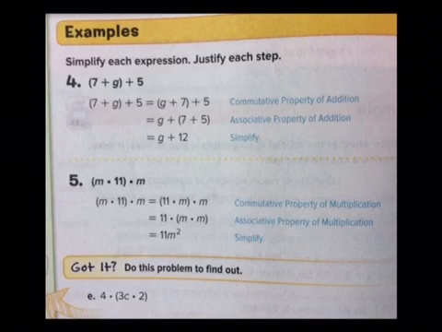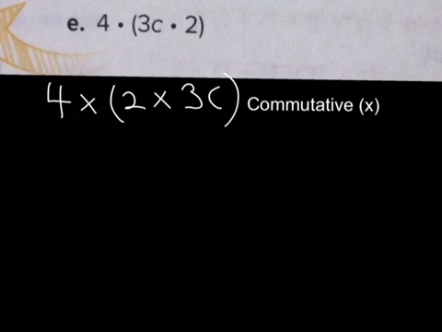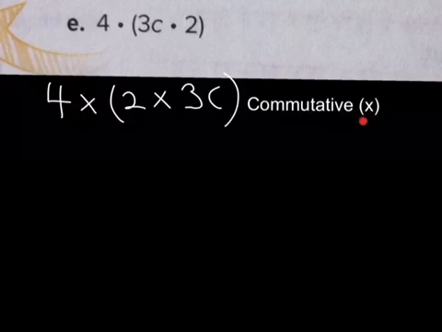Take a look at how in example 4 and example 5, they use multiple steps, and the steps are identified: commutative property of addition, associative property of addition, and then it's simplified to solve these algebraic expressions. Let's try E together, okay? But please make note of the properties being used. Well, I have 4 times 3c times 2. I can flip these two around and do 2 times 3c. And I know that that's commutative property of multiplication.